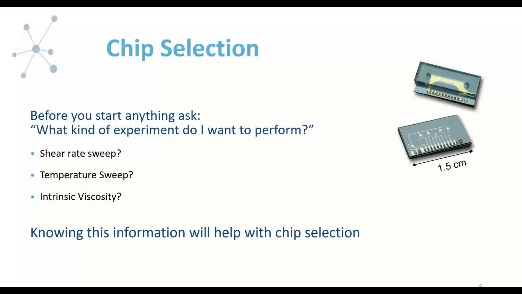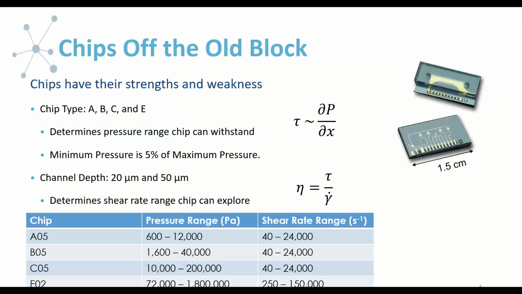because just like the knives from my earlier example, the different kinds of chips are ideal for different kinds of experiments. And so here we have our 4 chip varieties that are on the Initium 1 Plus, but these 4 chip varieties also can be used on our Microvisc and VROC platforms. The Microvisc and VROC actually have more channel depths. The channel depth dictates what your shear rate range is.